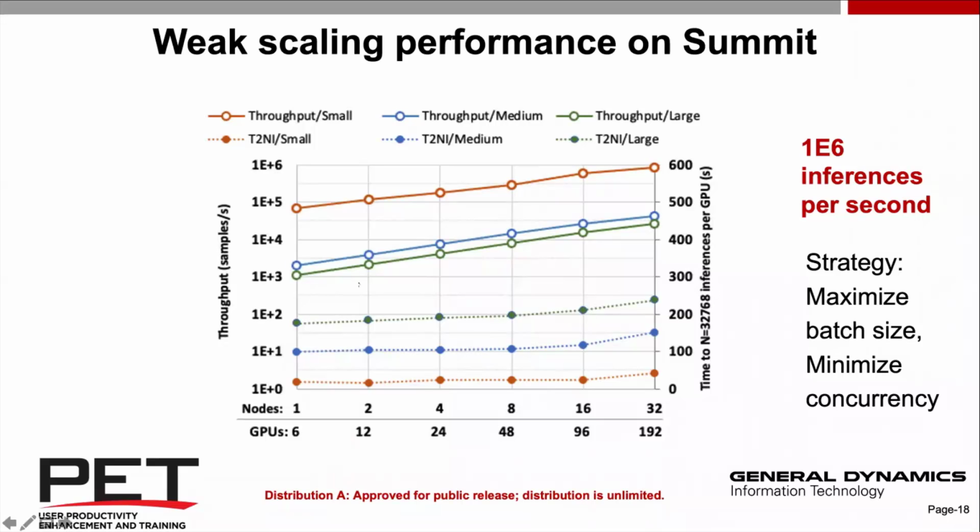And we ran these on Summit up to 192 GPUs. And actually, we observed good parallel scaling efficiency. It starts to fall off at 96 and 192 GPUs, the higher GPU counts. But actually, we achieved 1 million inferences per second here at our smallest model at 192 GPUs.